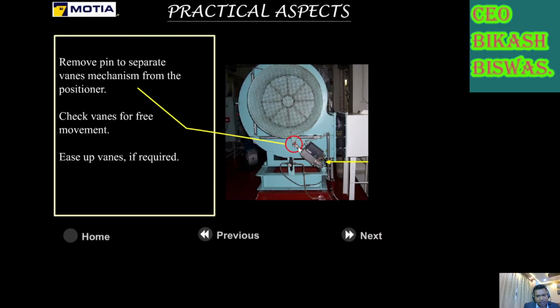So this is the linkage. You can move this linkage. You can put a pipe or something, or by hand you can move it in the forward or upward direction. You can see whether it is opening freely or not. That way you can know the mechanical parts are okay.